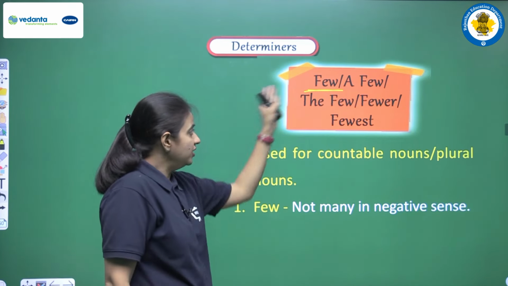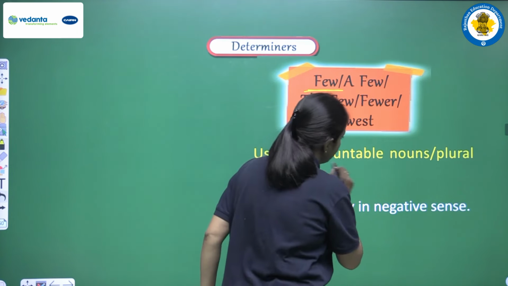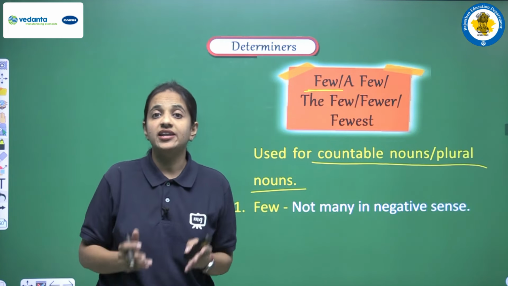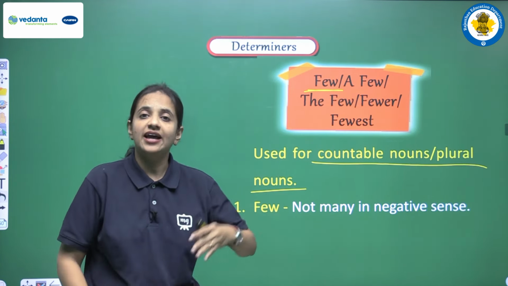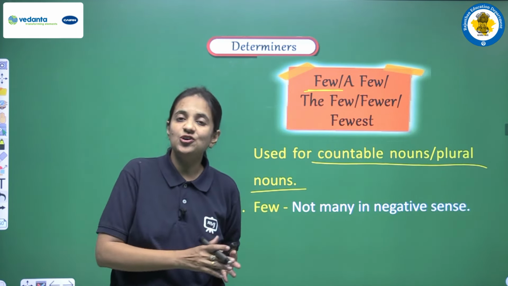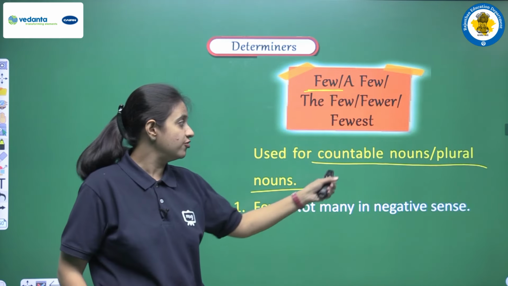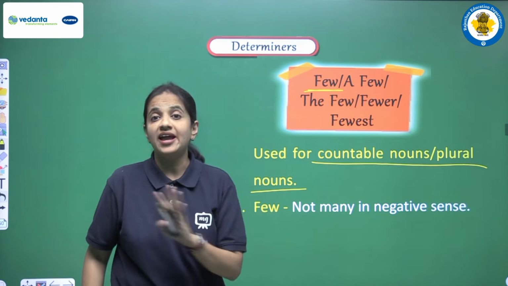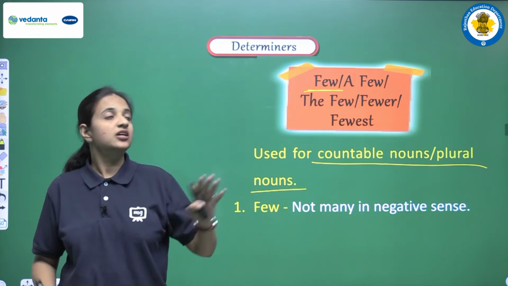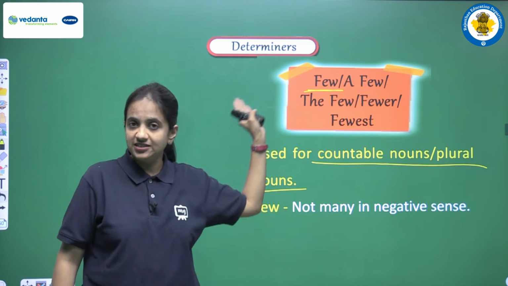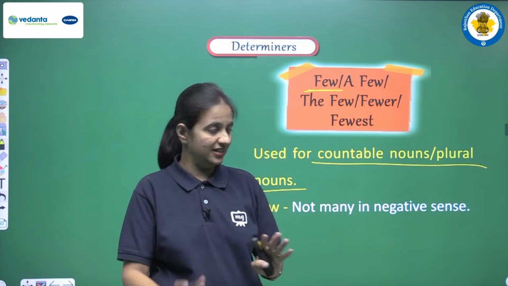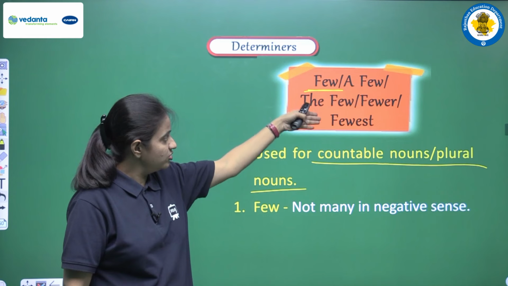All these determiners are used for countable nouns, or we can say plural nouns. This is a very important thing that you must learn: when we are using few or any form of few, all these determiners are used for countable nouns only, never ever for uncountable nouns. So this entire group is used only and only for countable nouns. Clear? So let's see now the different uses of these determiners.